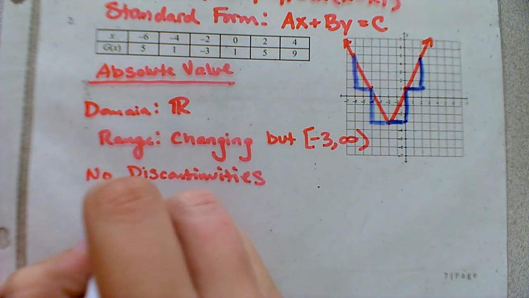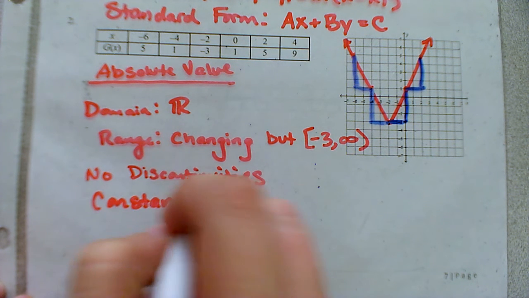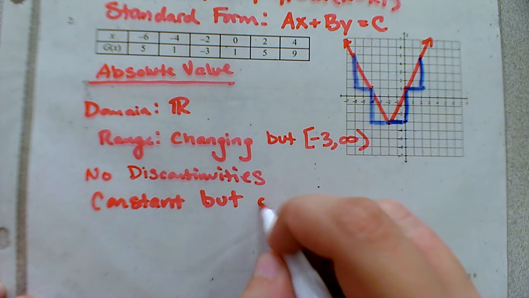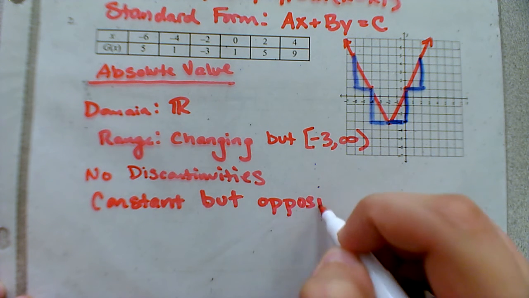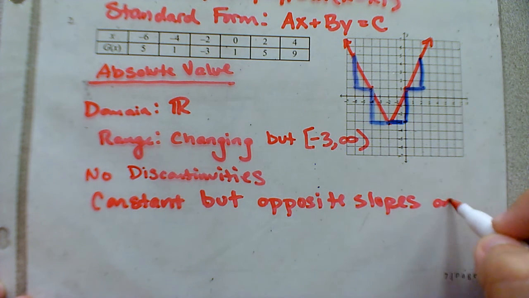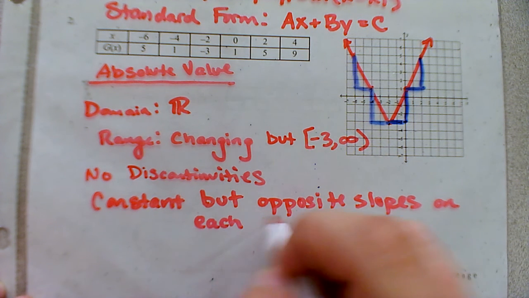So we can say that an absolute value has a constant slope, because after all they are lines. Okay, lines have constant slopes. They are constant, but opposite slopes on each leg.